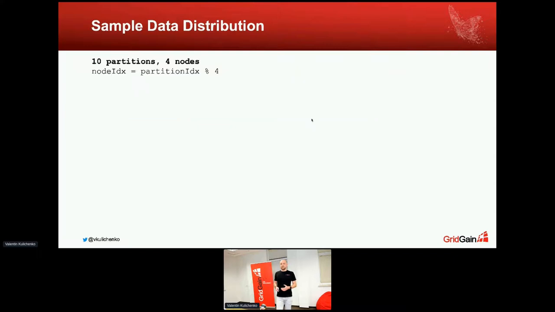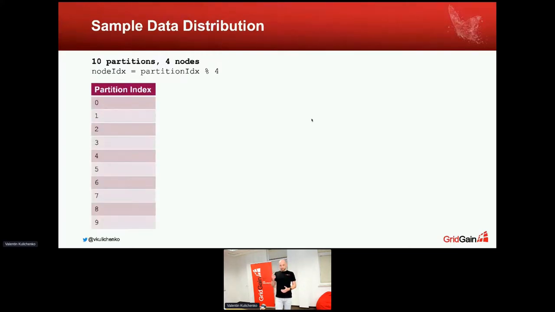Now let's take a look at what happens when we add one more node into the picture. Now we have four nodes instead of three. The function is the same, the number of partitions is the same, right? The only difference is that when we apply the modulo function to the partition index, we use four instead of three, because that's our current number of nodes.